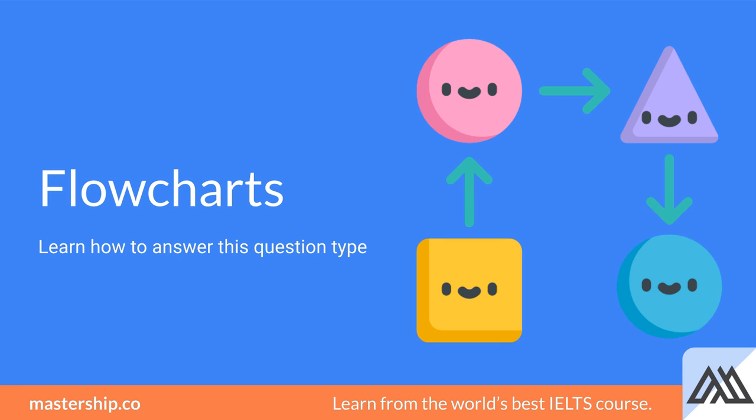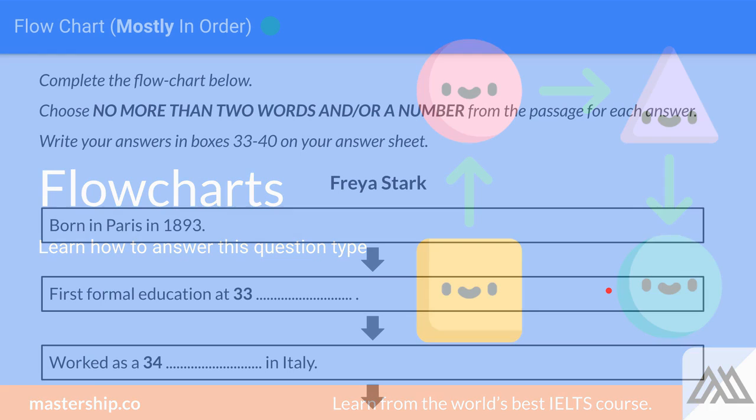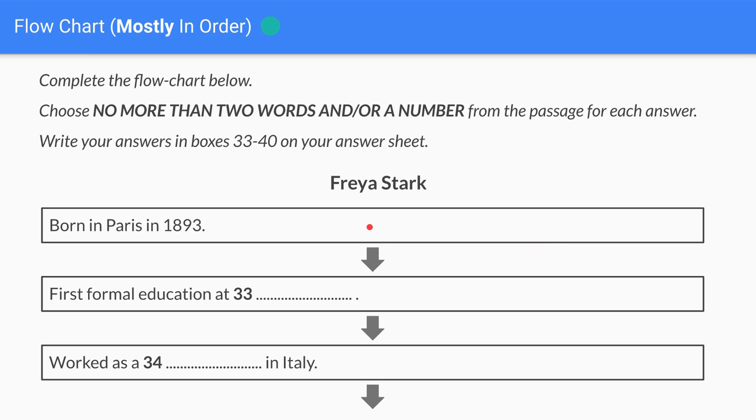Look at that. You've made it so far. You're now about to learn how to answer the flowchart question type. So in the flowchart question type, what you have is one question or statement followed by the next, which is then followed by the next, and so on. And basically what you have to do is complete this sequence of information.